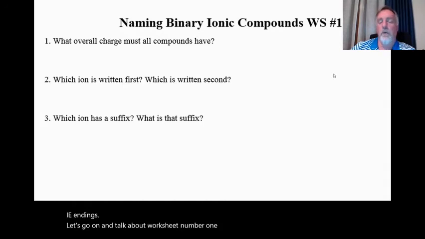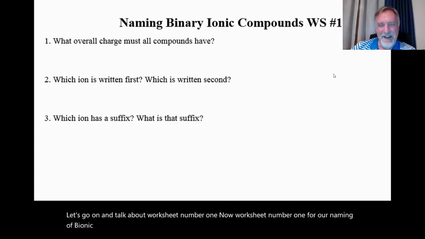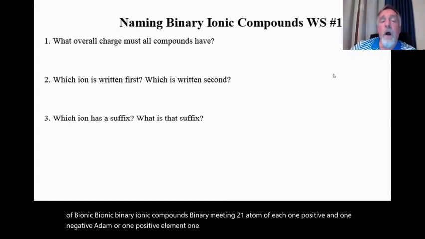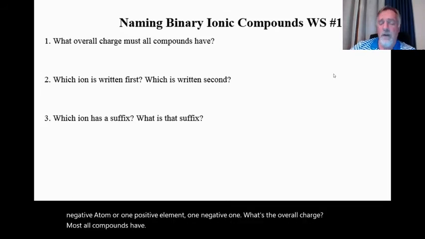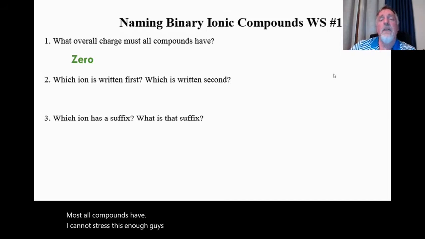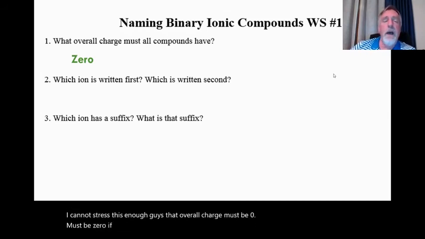Worksheet number 1 for our naming of binary ionic compounds. Binary meaning 2: 1 positive atom, 1 negative atom, or 1 positive element, 1 negative element. What's the overall charge that all compounds must have? I cannot stress this enough, guys. That overall charge must be 0. If we have to add more of one kind of ion to get there, we add more of that one kind of ion.